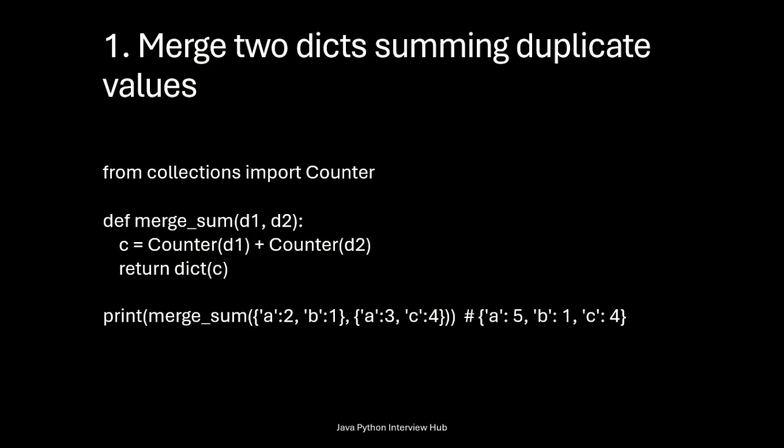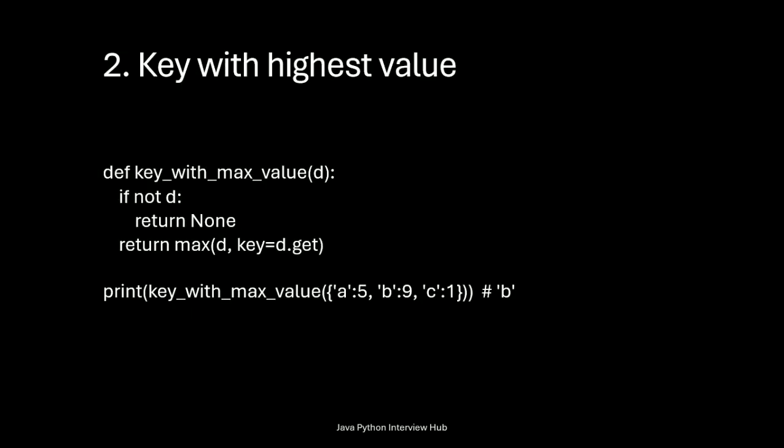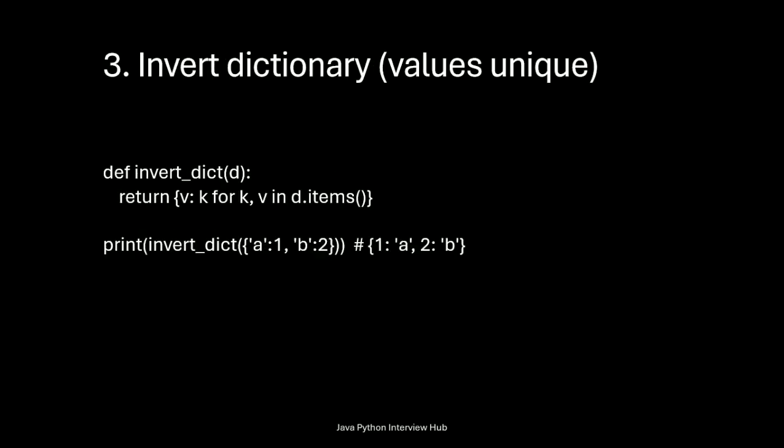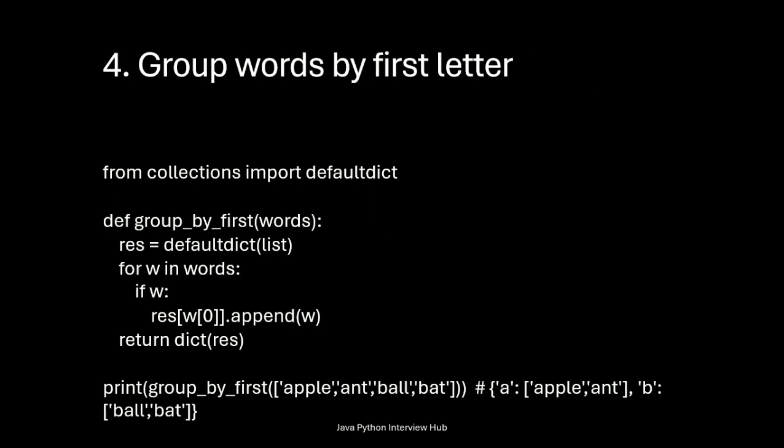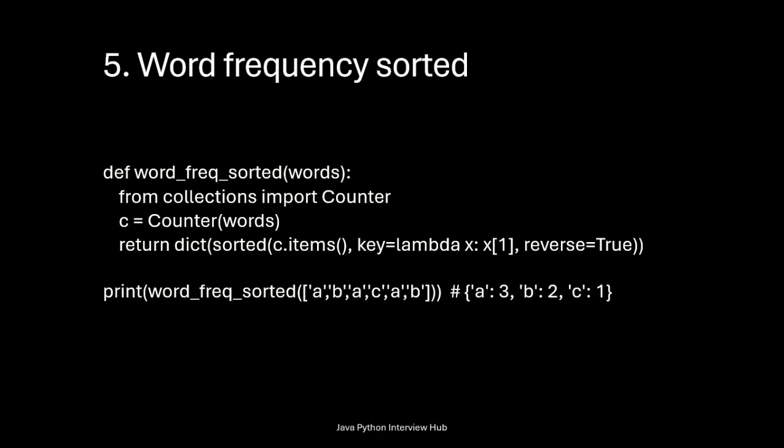So the 10 practical questions. The first one is merge two dictionaries summing duplicate values. If two dictionaries have the same key, it will add the values of the same key. Key with the highest value. You will find all these answers in a very short line of code. Invert dictionary, meaning values are unique. Group words by the first letter. Here you will have to use one library from collections, import defaultdict. Then word frequency sorted.